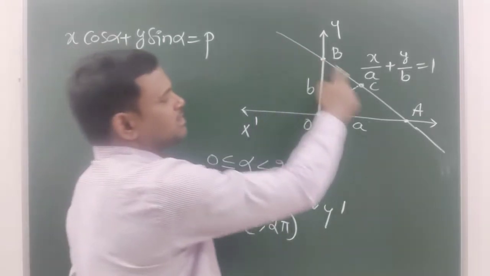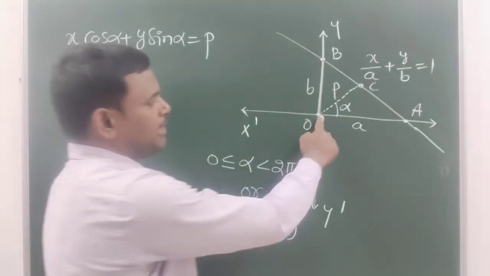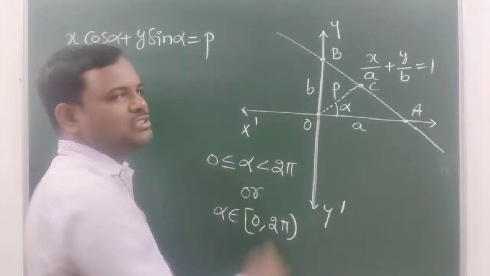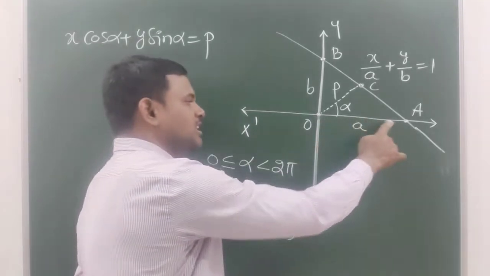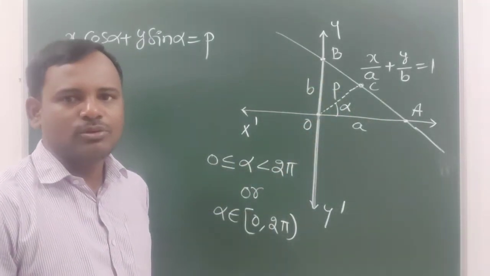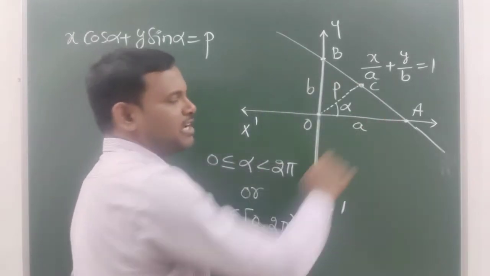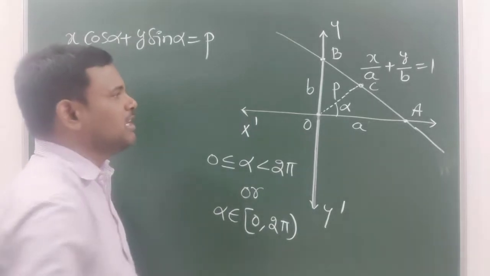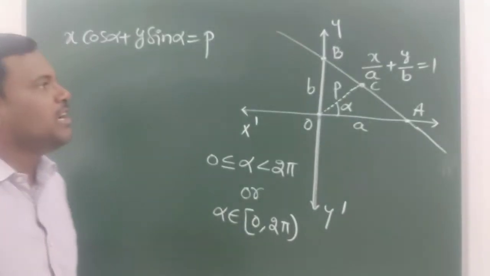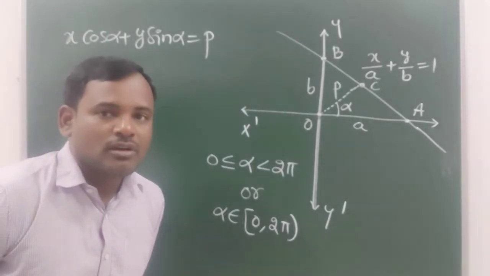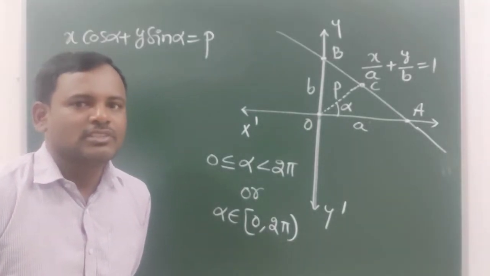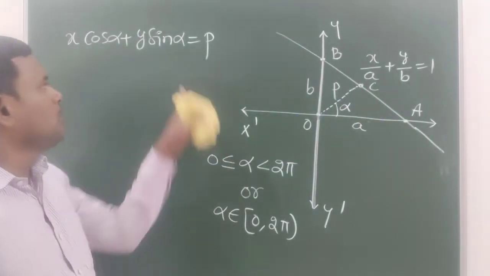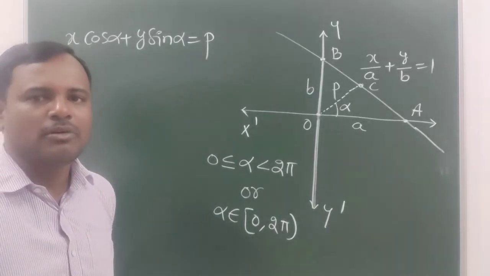This is our line, which is making a units x-intercept and b units y-intercept. As you know, when the x-intercept and y-intercept of a line are known, how do we determine the equation of such a line? We use this formula: x by a plus y by b equal to 1. This form of the line is the intercept form of a line, isn't it? With the help of this intercept form of a straight line, we are going to derive this normal form of the straight line.